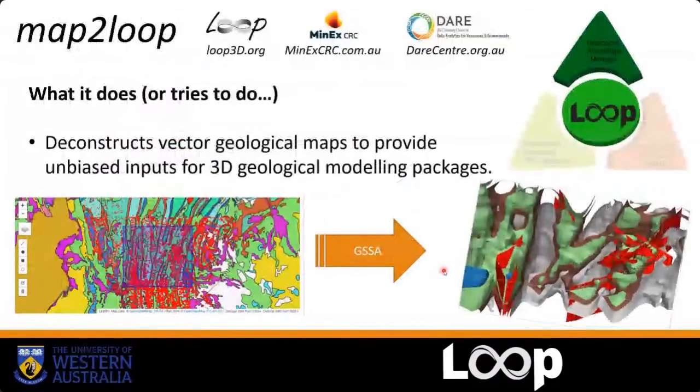So I'm going to go through some of the work packages and what we've done so far. I'm actually not going to talk about the knowledge management too much. It's a question of encoding those superimpositions and cross-cutting relationships. I'm going to go straight to map to loop, which is a package developed by Mark Jessel, Vitaly Okago, and somebody else whose name I forgot right now, sorry, but I will remember.